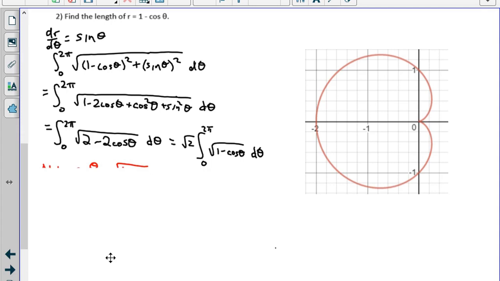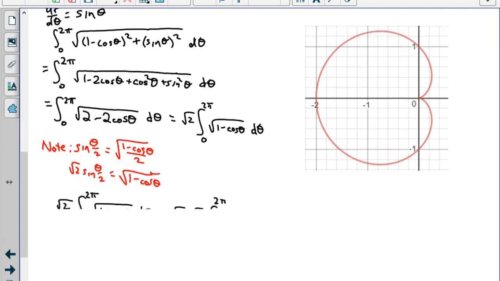We now need another trig identity in order to continue to solve this by hand. If this were a calculator problem, you would clearly just type in the original and get the answer. But we're assuming this is a problem by hand. So we have to note that sine of theta over 2, a half angle identity, is equal to the square root of (1 minus cosine theta) over 2. We can get that if we know the double angle identity and then just take a square root. So if I multiply both sides by the square root of 2, I get root 2 times sine of theta over 2 equals root (1 minus cosine theta).